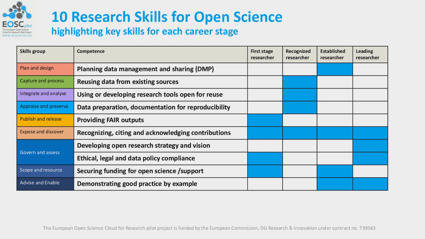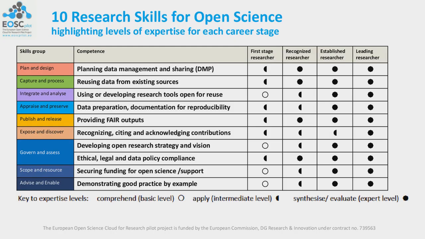The table also shows the four research career stages, which are the first stage researcher, the researcher up to the point of the PhD level; the recognized researcher, a PhD holder but not yet fully independent; the established researcher, researchers who have developed a level of independence; and leading researchers, which are researchers leading in the research field. This table highlights the level of expertise for each career stage following the same principles as described in the FAIR4S framework.